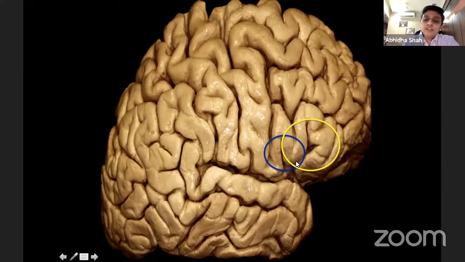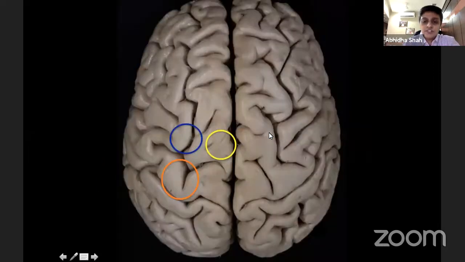And this blue circle here is this fold that connects the pars opercularis to the precentral gyrus. You can see this characteristic fold. This region is the ventral premotor area, and when you stimulate this area, it will cause speech arrest. So these are two important cortical landmarks in this region.